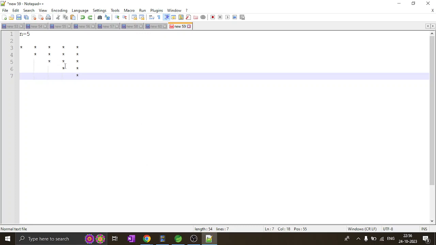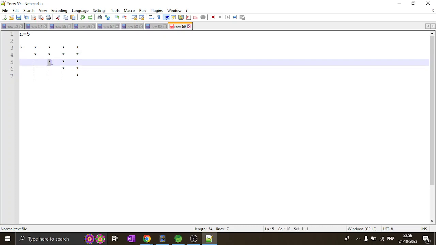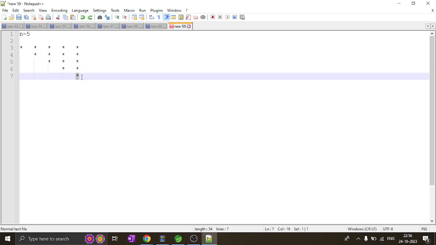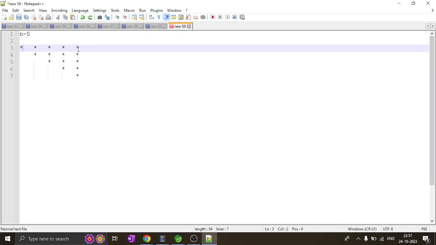So to solve it with the matrix and condition approach, let's try to find what these diagonal values are. So this is 0 comma 0, this is 1 comma 1, this is 2 comma 2, this is 3 comma 3, this is 4 comma 4. So the values of I and j are same here, right? And let's consider this star. What is the value of I? I is 0 here and j is 4, right?